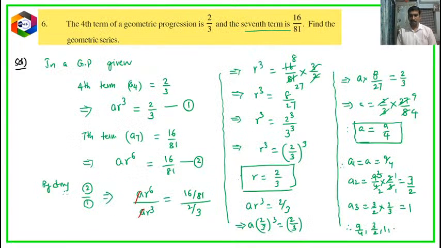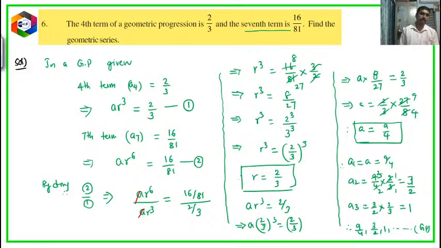This is the geometric progression. So it is enough to calculate 3 values or 4 values maximum. Then in the same way the remaining terms you will get. Okay children, this is another important question from the examination point of view. So the answers are 9 by 4, 3 by 2, 1 and so on. This is the geometric progression.